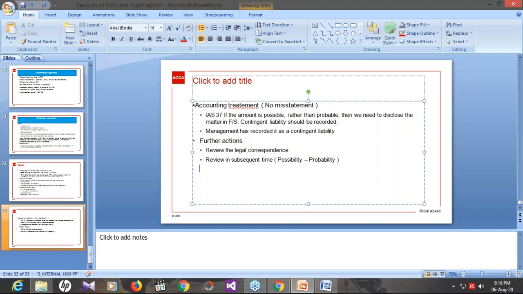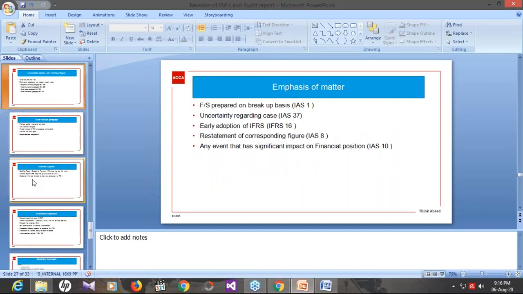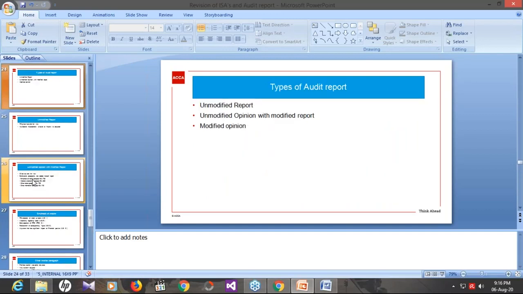So regarding the impact on audit report, as we know, there is no material misstatement. Management has complied with the accounting standard, that is IAS 37. So there is no issue, and we cannot modify our report. So we are left with two options: an unmodified report, and an unmodified opinion with a modified report.